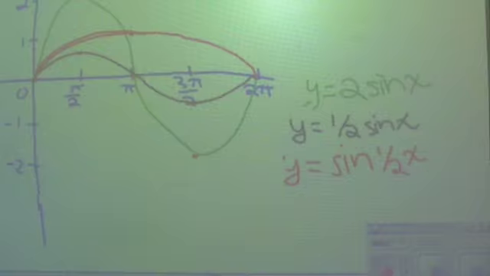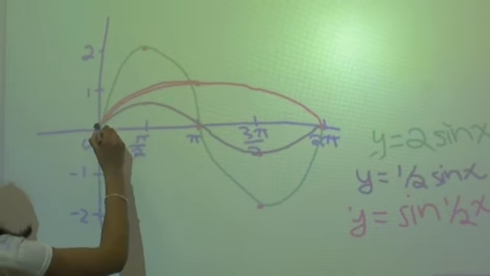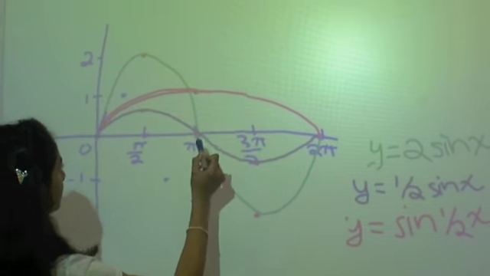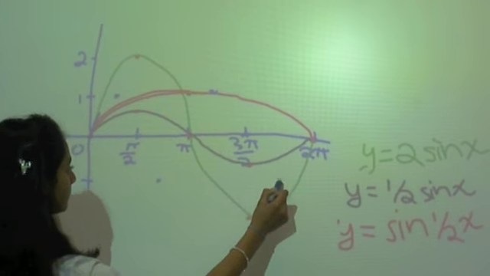Take a look at the red line and the black line. This is a graph of sine 2x. The amplitude is 1 and the frequency is 2, so 2 cycles will be seen in the period of 2 pi.